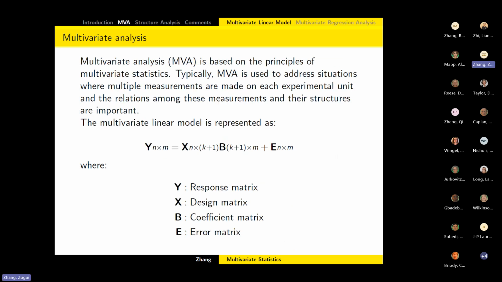So multivariate analysis can be represented by a function, Y as an n times m matrix, related to the design matrix, the coefficient matrix, and the error term. This is like the extension of regular linear regression. Instead of just using a vector for one outcome, we have a matrix for the response.